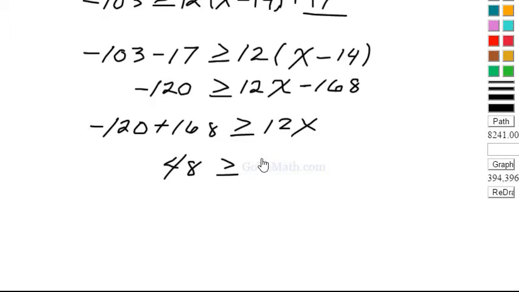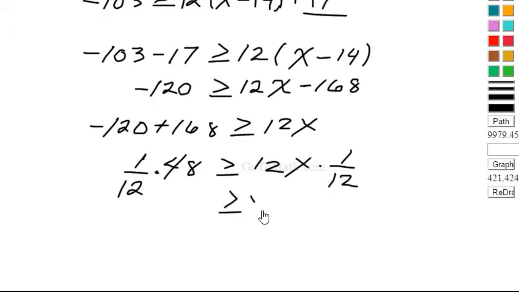Greater than or equal to 12x. Now we want to get rid of this 12, so multiply both sides by its reciprocal. And so now we're left with, of course, 12 goes into 48 4 times. Now I'm going to rewrite this where my x is over here on this side. So this becomes x is less than or equal to 4. It's kind of more of a standard form there.